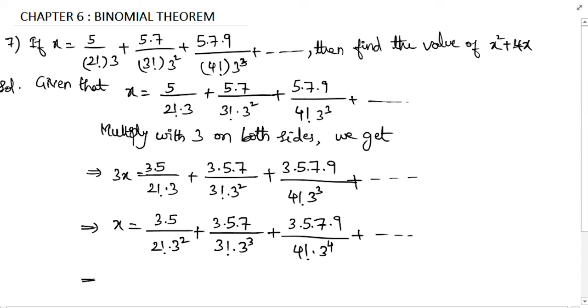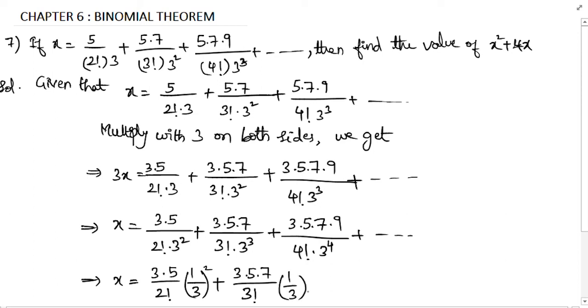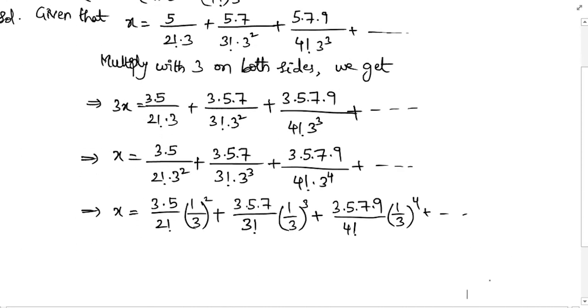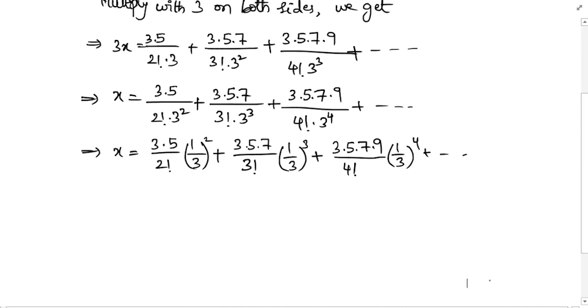So that implies we can write this as 3 into 5 divided by 2 factorial into (1/3) whole square, plus 3 into 5 into 7 divided by 3 factorial into (1/3) whole cube, plus 3 into 5 into 7 into 9 divided by 4 factorial into (1/3) whole power 4, plus so on. So even now this is not in our required form.